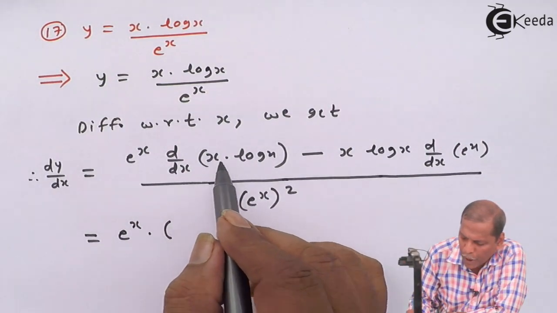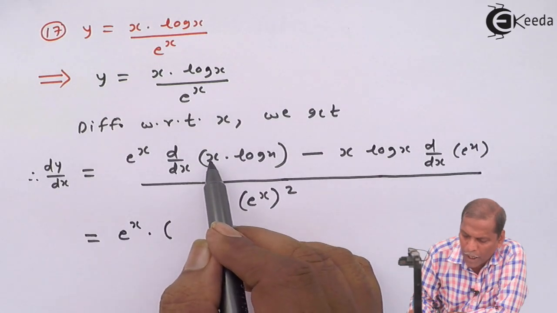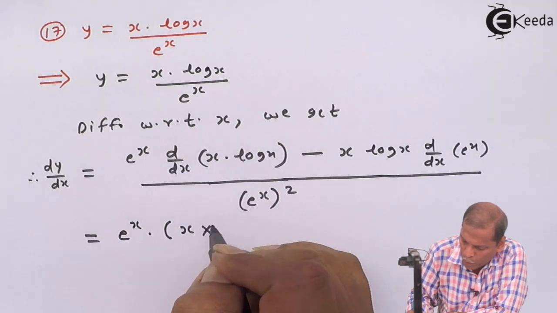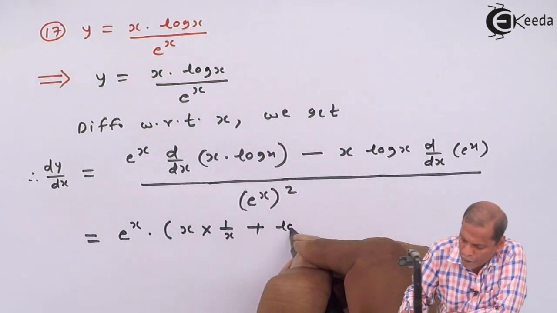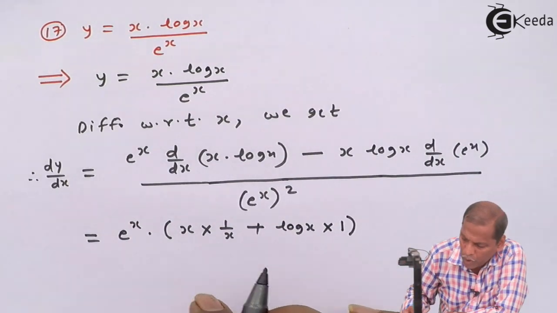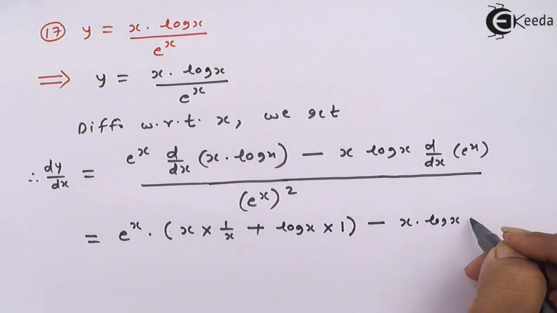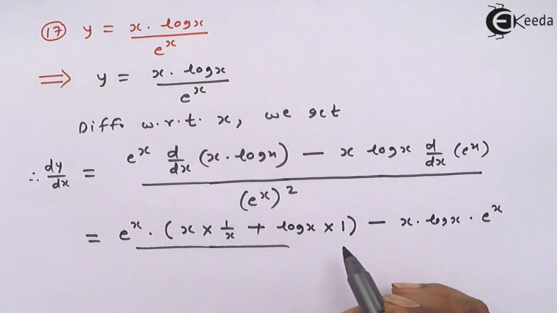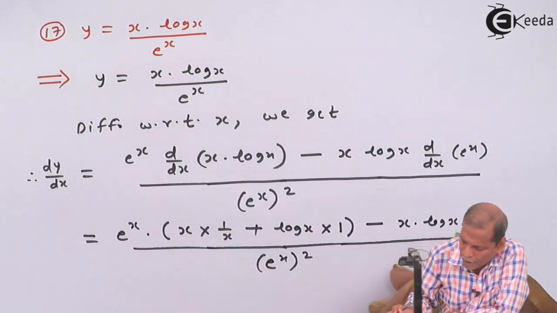Now derivative of x into log x, we proceed by using product rule, that we consider x as u and log x as v. So x as it is into derivative of log x is 1 upon x plus log x as it is into derivative of x is 1. Then minus x into log x we write as it is into derivative of e raised x is e raised x, and then whole thing divided by e raised x whole bracket square.